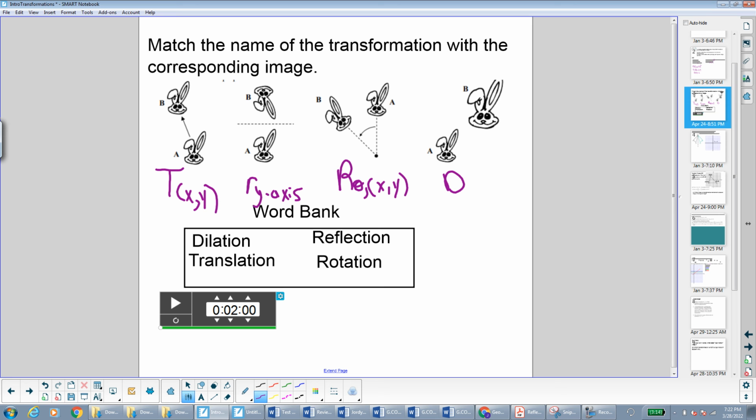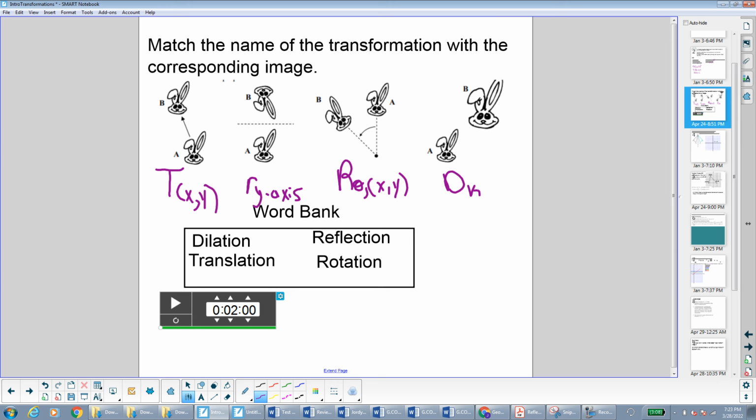And dilations have a scale factor, and that scale factor is usually indicated as K. So, for example, if the dilation was by a scale factor of 2, if the pre-image was doubled to get the image, K would be 2. If we were making the image half the size of the pre-image, we would put 1/2 for K.